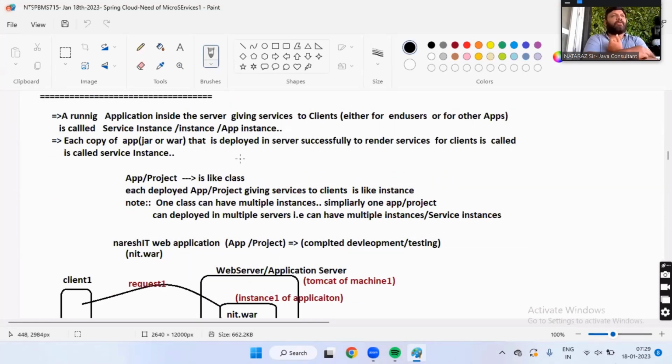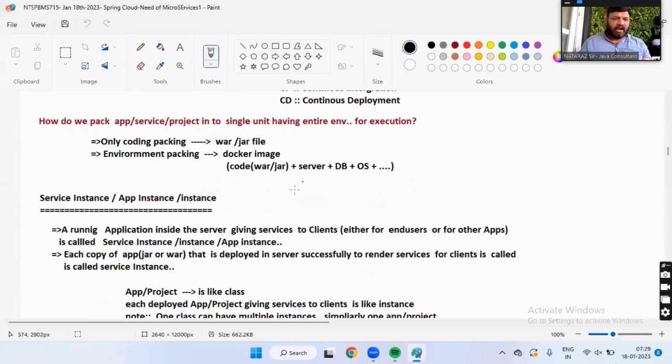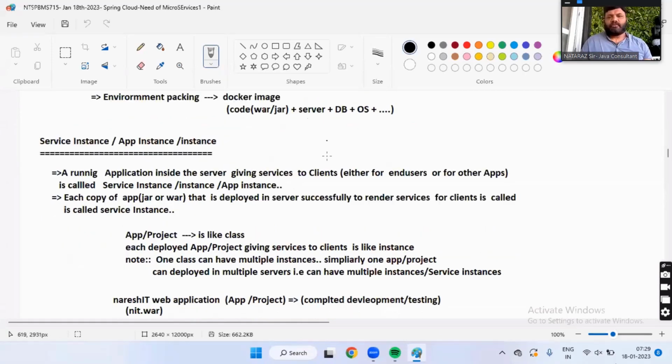The other day I compared it with what? Embedded system application execution, right? The entire setup of execution will be kept in an electronic chip, and the chip will be attached to different types of devices. A Docker image also indirectly looks like that. Each copy of an application that is deployed in the server, either an external server or an embedded server, is called one instance.